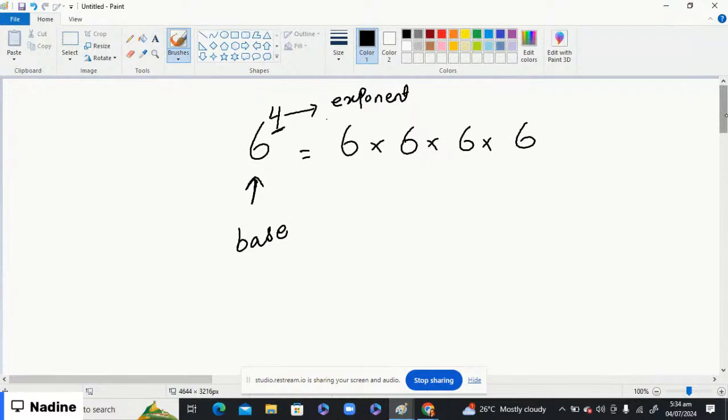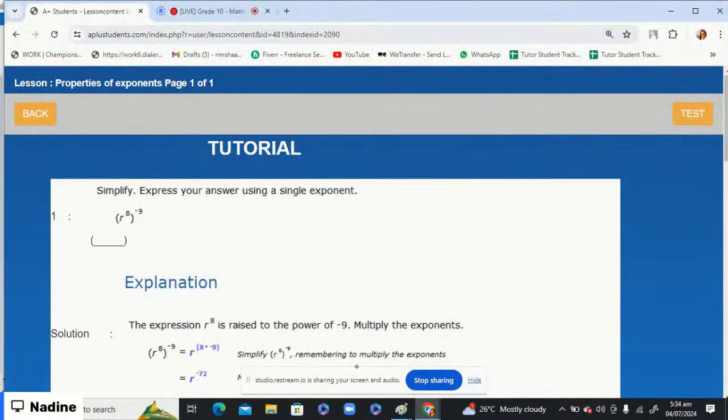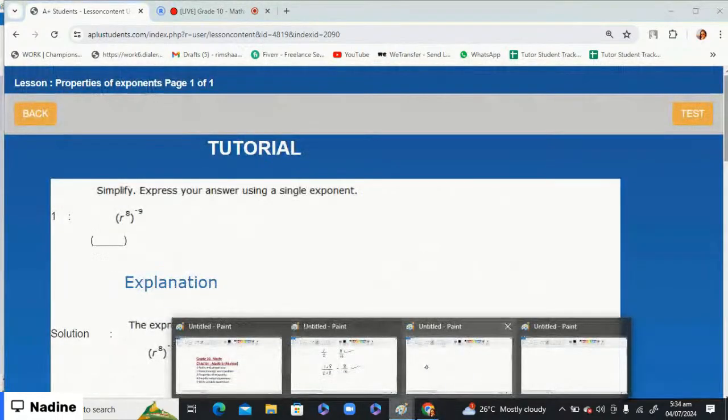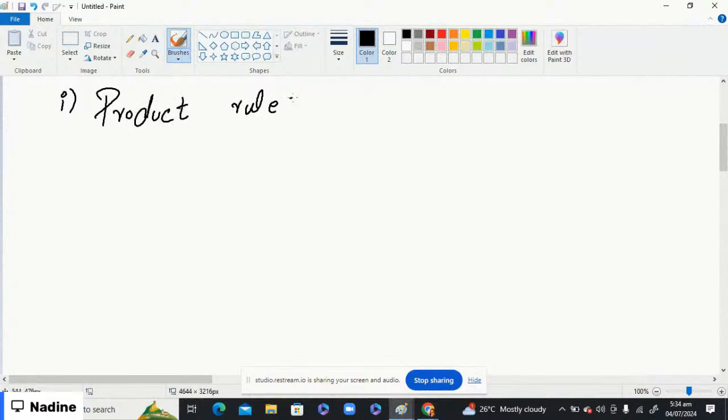Okay, now let's do some questions related to that one. Sometimes it may be in the form of r values, sometimes in the form of different things. There are some rules for exponents, so let's discuss some of them, then you will be better able to understand, because a lot of rules are applied here. The first one is the product rule.